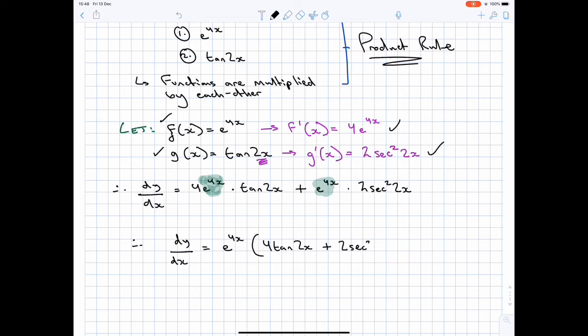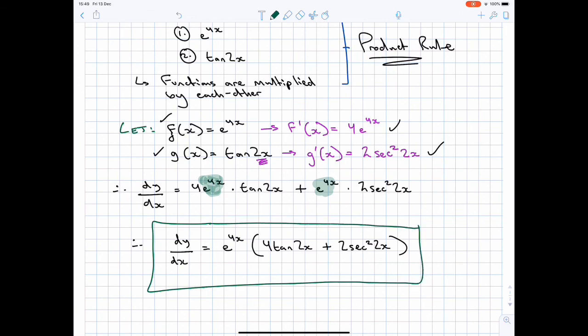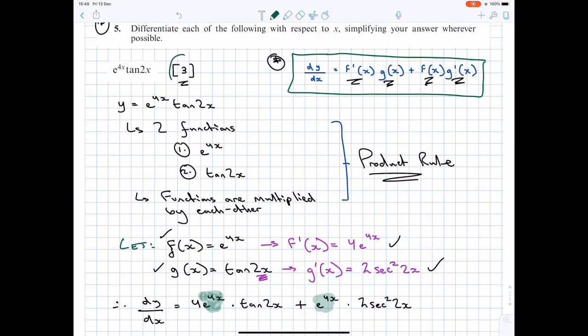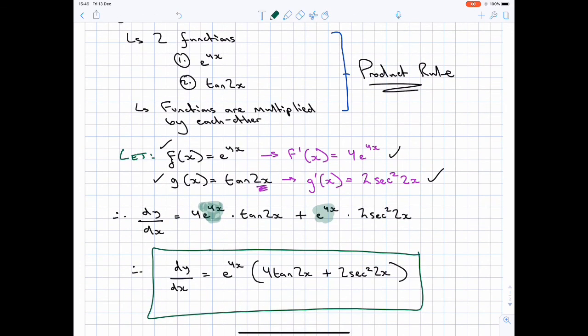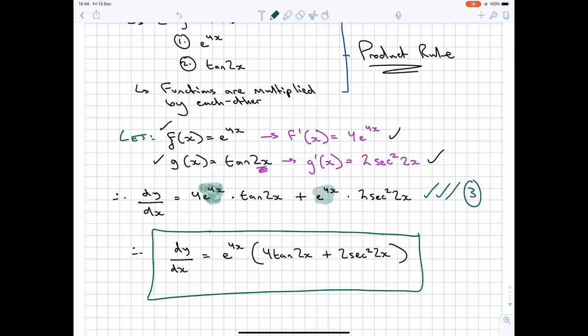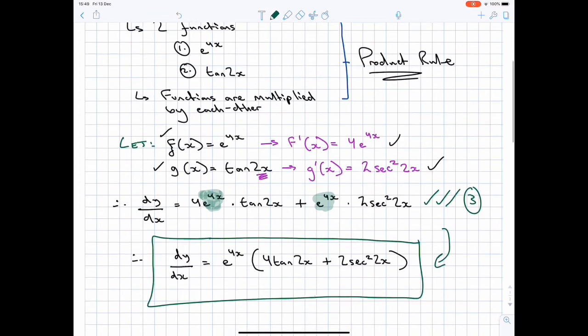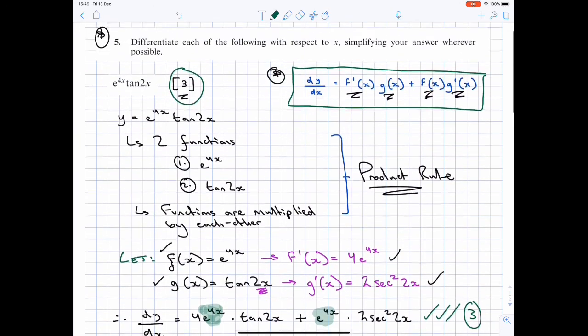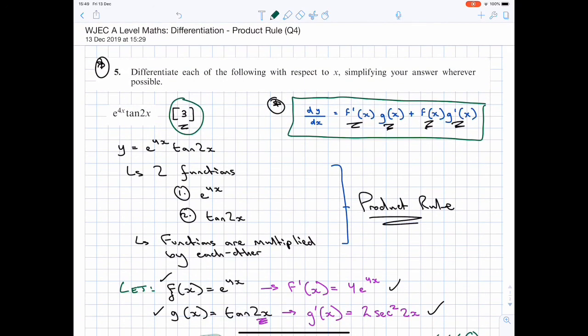And therefore, that is how you end up with the final answer. So that is 3 marks. Like I said already, you could just leave the answer there, but I think it's always best practice if you can find a way to factorize your final expression. So that's how you can differentiate this expression using the product rule, and I hope that was helpful.